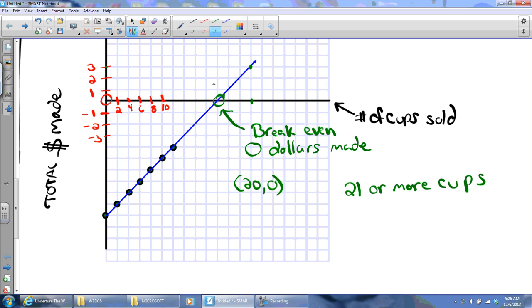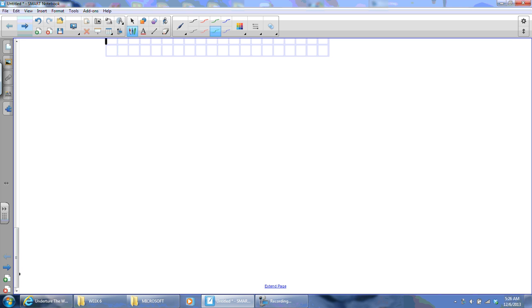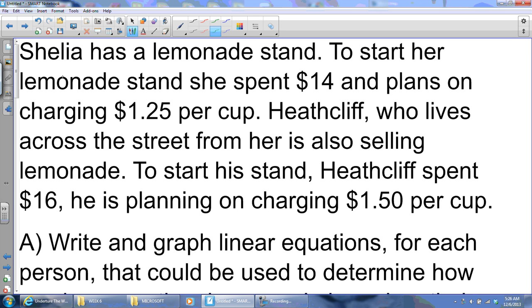All right, so that's the first example. We're going to do one more example. The whole trick is thinking about it algebraically and not arithmetically. All right, Sheila has a lemonade stand to start her lemonade.